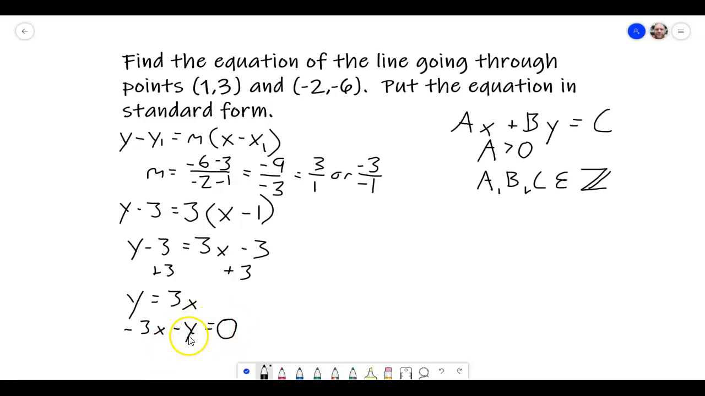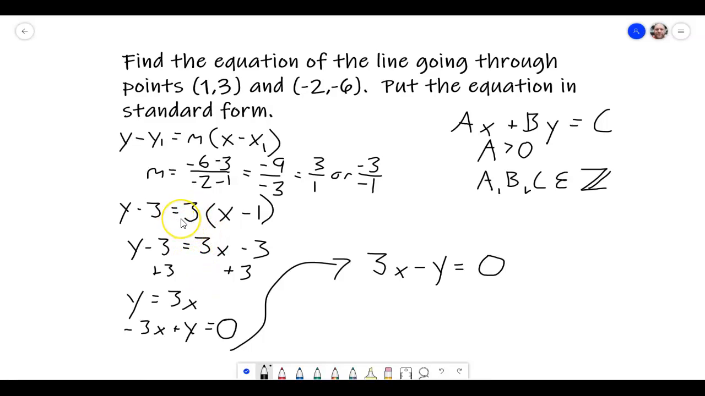And we're almost there. We just need this a, remember, to be positive, so I can multiply. Actually, that should be a plus y there. So I just need to multiply through by a negative, and that's going to give us our final answer as 3x minus y is equal to 0.